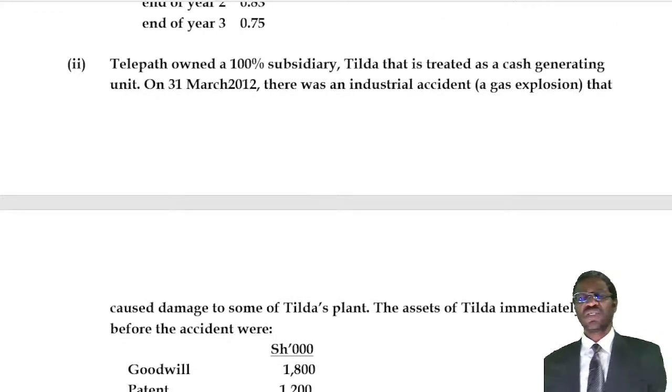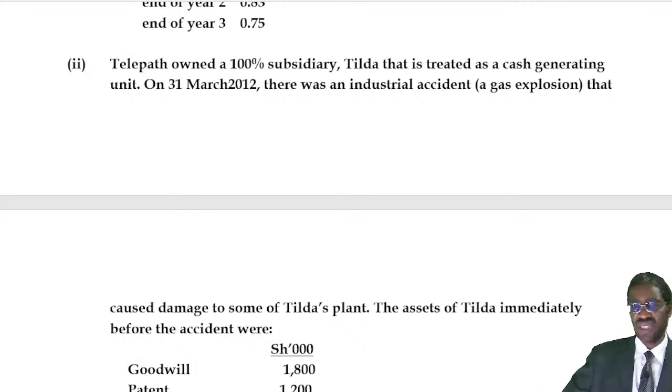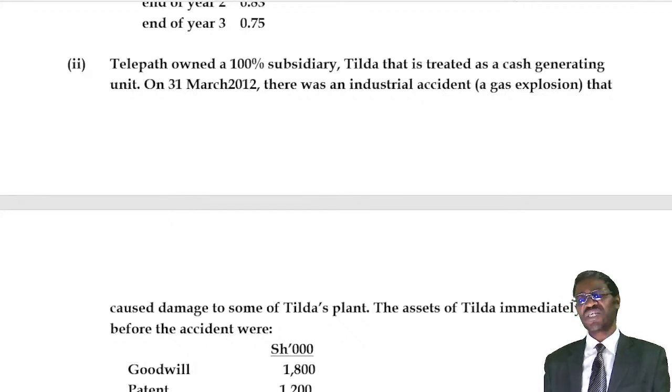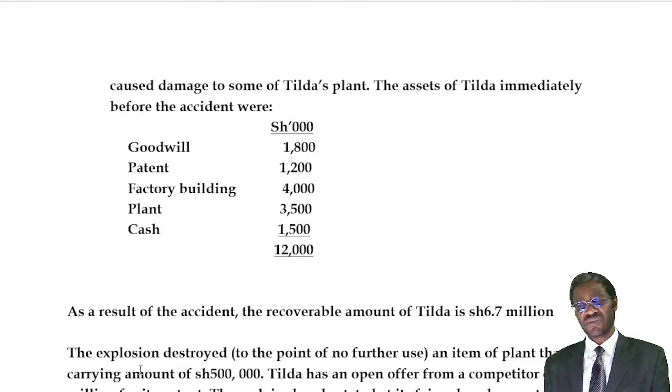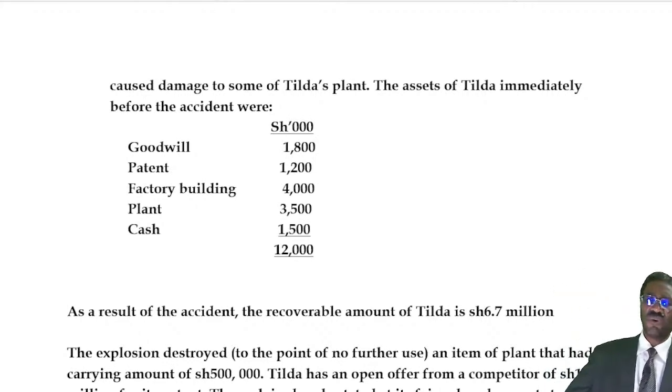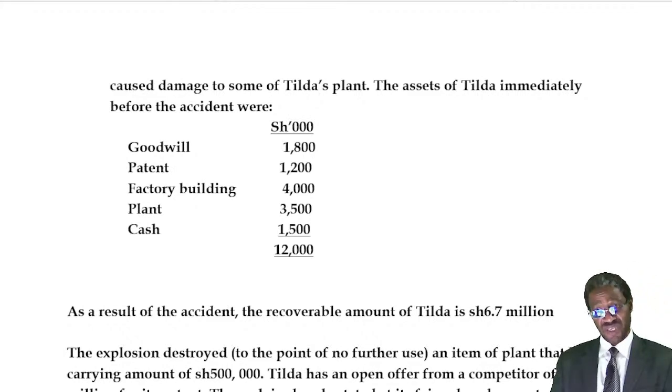It has a challenge. Let us just read it, then I'll talk about it later. It says, Telpath owns a 100% subsidiary. Tilda Limited is treated as a cash generating unit. On 31st of March 2012, there was an industrial accident, a gas explosion that caused damage to some of Tilda's plant. The assets of Tilda immediately before the accident are given.